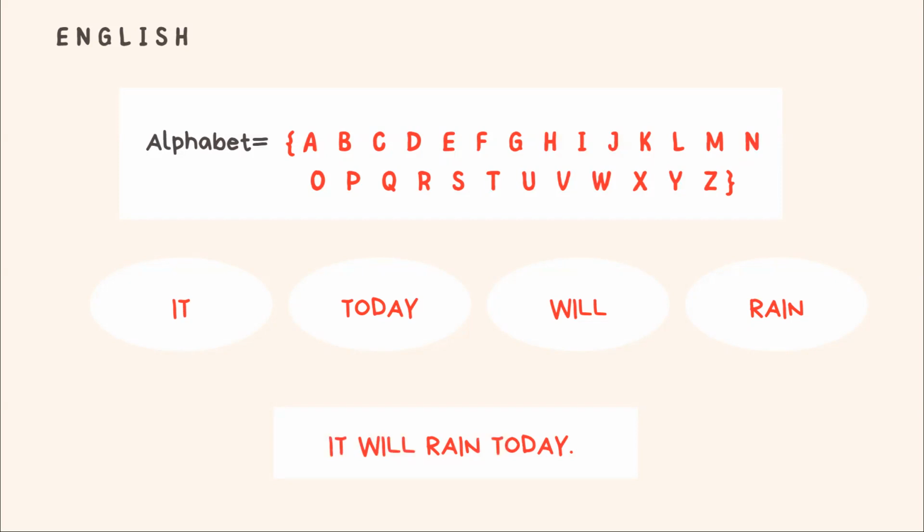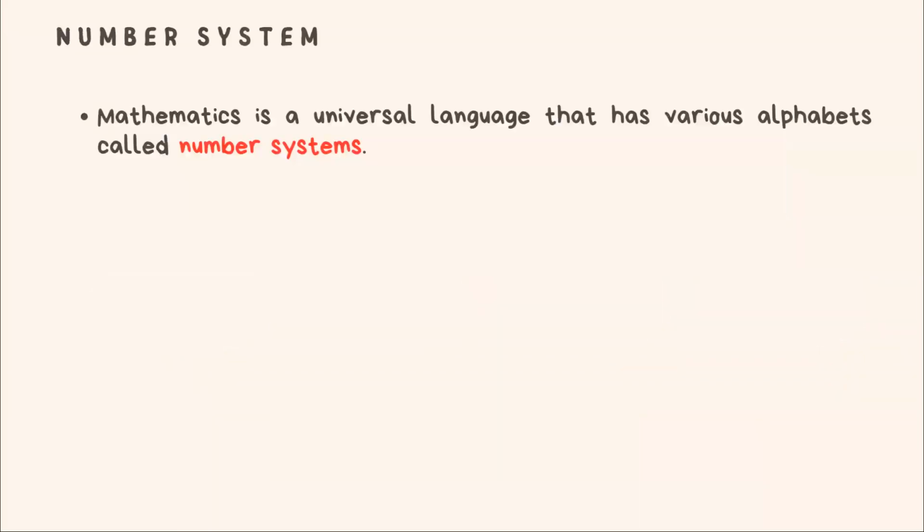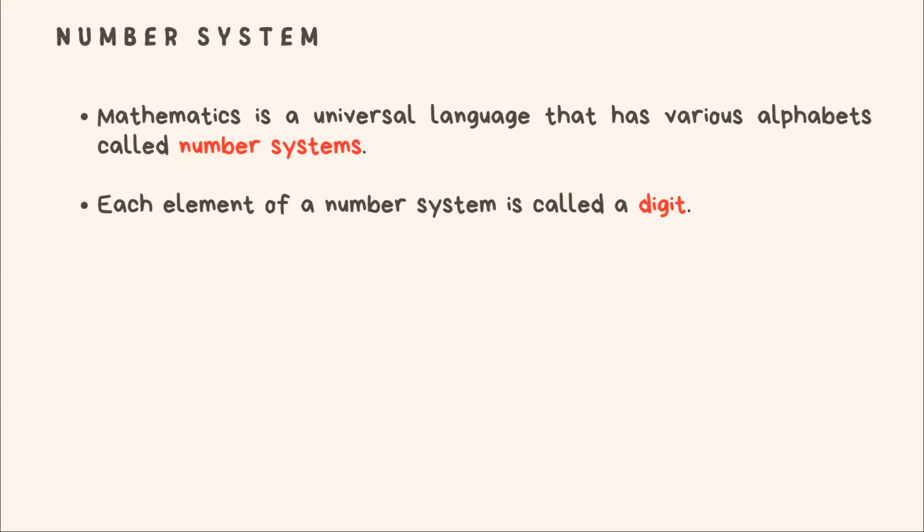Now, let's talk about mathematics. Mathematics itself is a language, and it is a universal language. And when we say that it's a universal language, we mean that it has various alphabets, which are known as the number systems. So a number system is basically a set, and each element of the set is called a digit. Just like each element of an alphabet is called a letter, in the same way, each element of a number system is called a digit. And these digits, like letters, are symbols, but they are used to construct numbers. And from numbers, you can then perform mathematical operations, for instance, addition, multiplication, subtraction, division, and then you perform calculations.